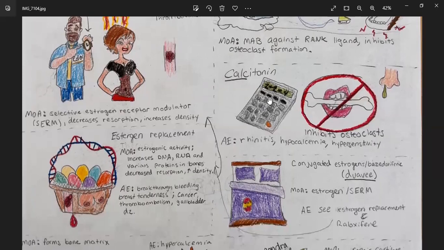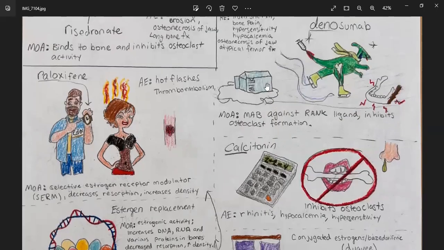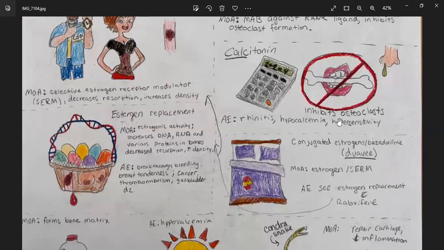Here we have a calculator for calcitonin. This inhibits osteoclasts, so we are inhibiting bones from being broken down. Adverse effects are rhinitis, hypocalcemia, so remember your spilled milk, and hypersensitivity. A lot of these share the same adverse effects, so you can just refer to the adjacent pictures.